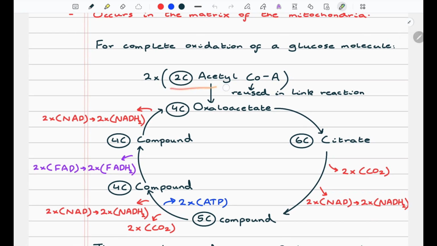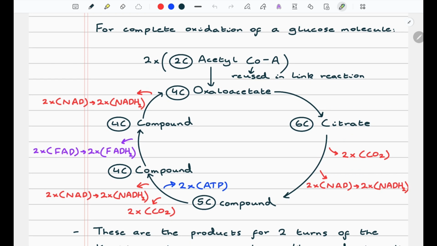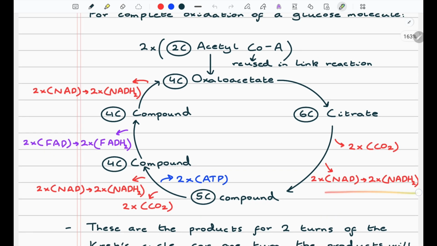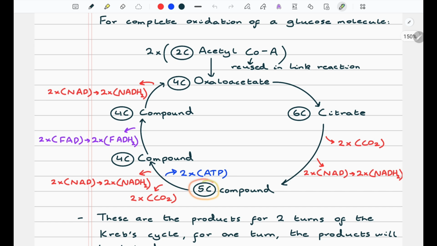So 2C acetyl CoA is formed with oxaloacetate, which is a 4 carbon molecule, in order to form 6 carbon citrate. The acetyl basically merges with the oxaloacetate, and the coenzyme A is reused in the link reaction. The 6C citrate undergoes decarboxylation in order to form a 5C compound and also releases NADH2. The 5C compound undergoes decarboxylation and dehydrogenation in order to form a 4C compound, producing carbon dioxide, NADH2, and also ATP.